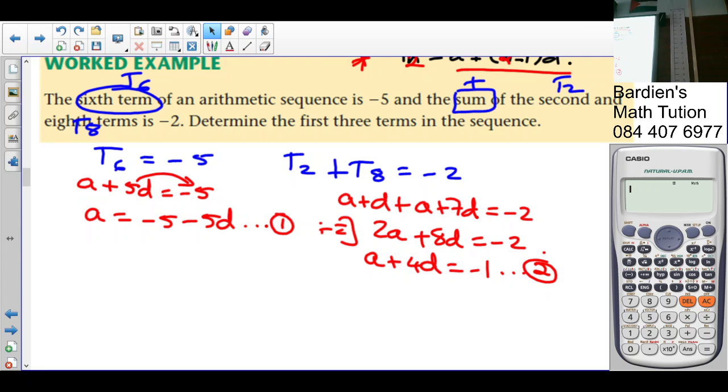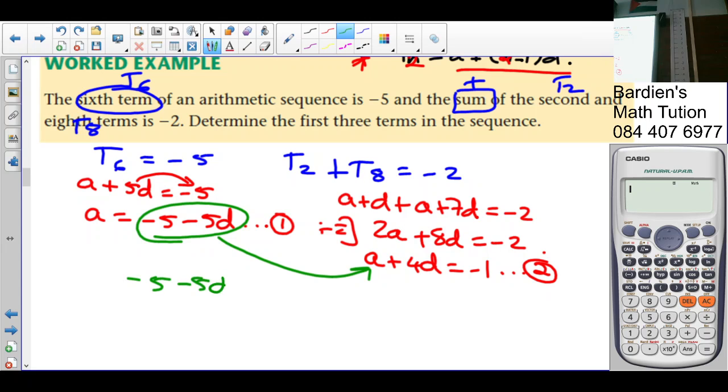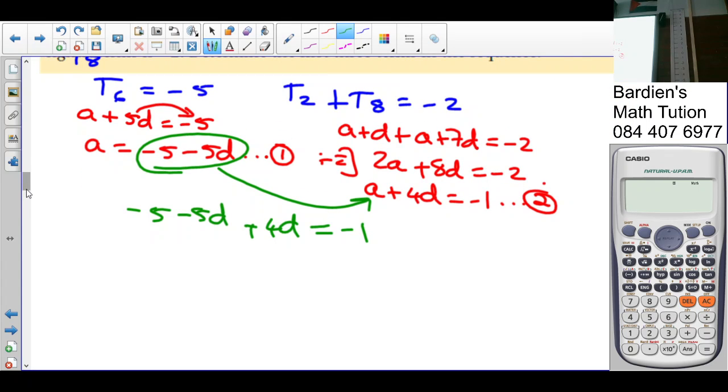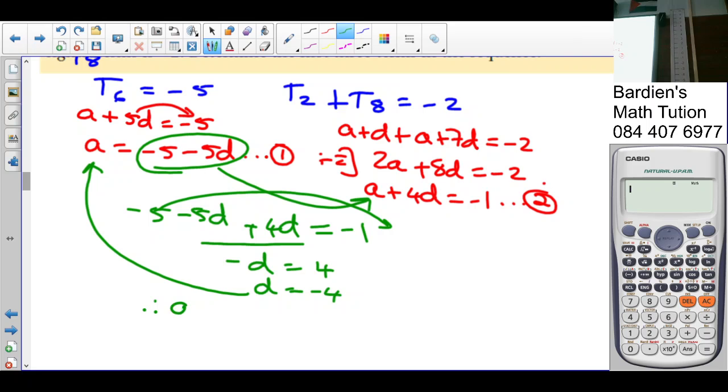We will substitute wherever we see A, negative 5 minus 5D. It's negative 5 minus 5D plus 4D equals negative 1. So that's going to give us negative D equals negative 1 plus 5, which is 4. So D is negative 4. Is that correct? Right. So what do I do now to solve for A? I substitute into equation 1. Therefore A is equal to negative 5 minus 5 times negative 4, which is 15. So A is 15, D is negative 4.